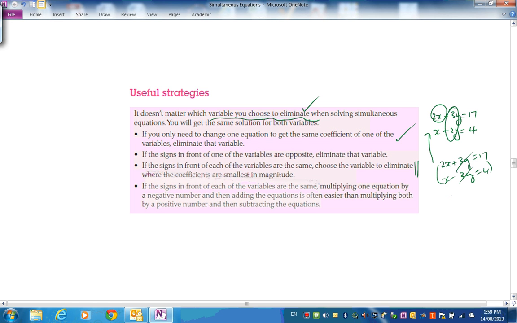Keep the numbers down. If the signs in front of each of the variables are the same, multiplying one equation by a negative number and then adding the equation is often easier than multiplying both by a positive and then subtracting. Oh, I don't know about that. You can think about that. I wouldn't change signs. I would not multiply through by a negative, okay, that makes it more prone to error. I would multiply through by a positive and then adjust the process by using either addition if the signs of the coefficients are different, or subtraction if the signs of the coefficients are the same. Anyway, you can study that and play around in your own way as we do the problems.